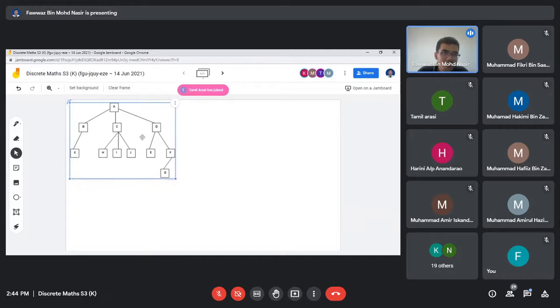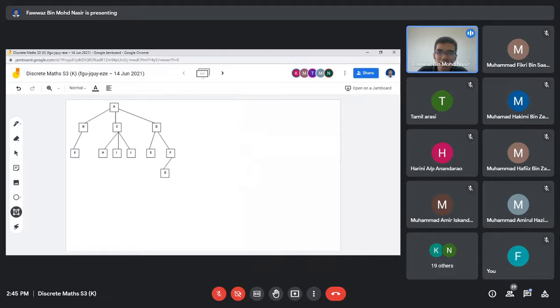Okay, kita ada this general tree. Untuk convert this general tree into a binary tree, so basically tengok dia punya root dia dulu. Root dia adalah A kan. So root of this general tree will be the root of the binary tree. So they just transfer to this binary tree.